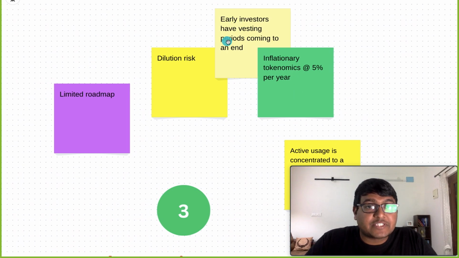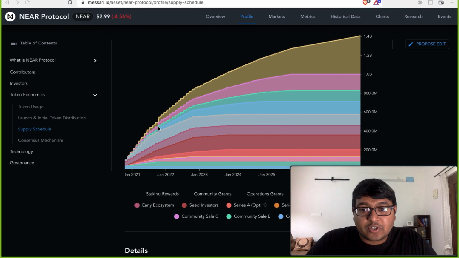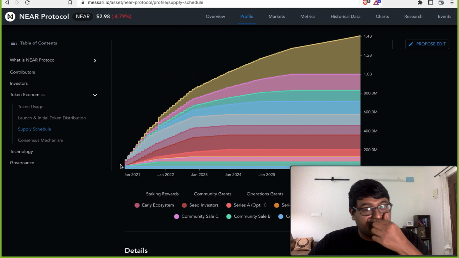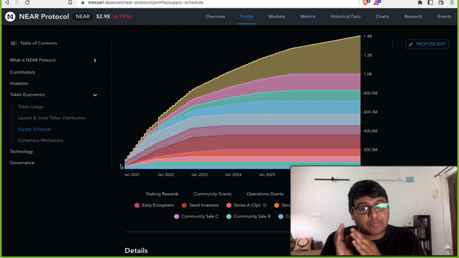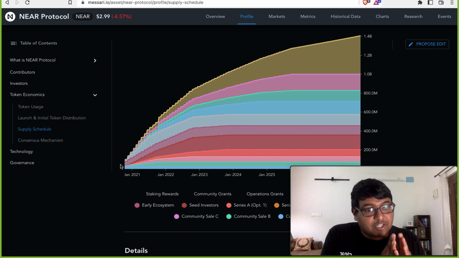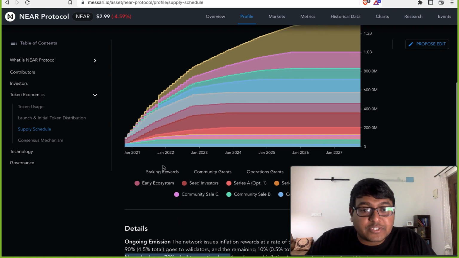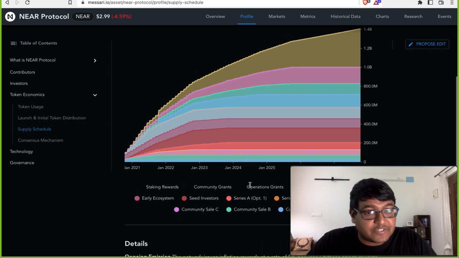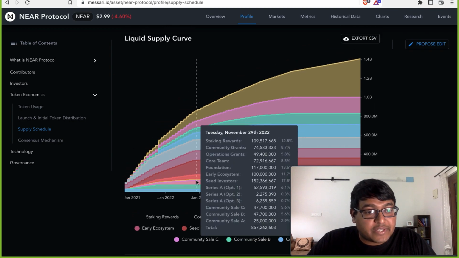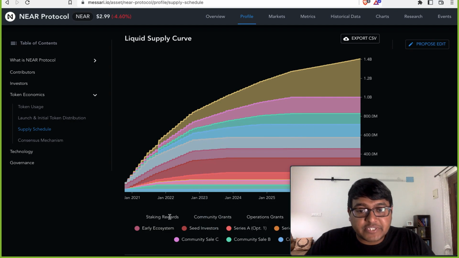Early investors have vesting periods coming to an end, right? So a lot of early investors invested in 2019 and so on, and they have a 12 months, 24 months, 36 months kind of a vesting period. And you can see it in this chart where seed, Series A investors, etc., how their tokens are coming out into circulation, right?